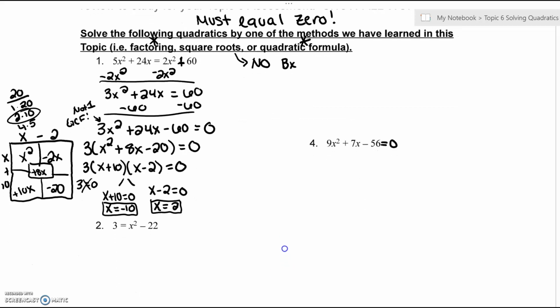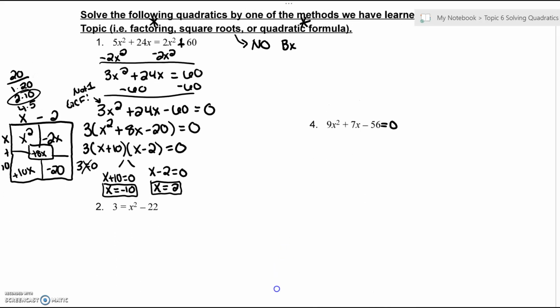Now number 2 is slightly different, because notice that the bx term is missing. I don't have a plain x. So when that happens, I can solve by square roots. And we solved this one by factoring. You might want to label that. So I'm going to remember, solve by square roots.